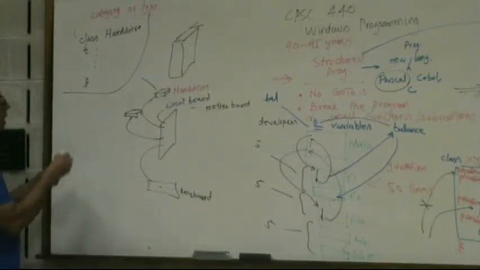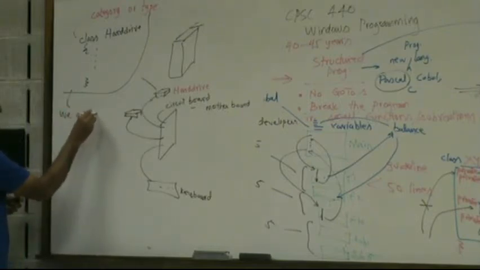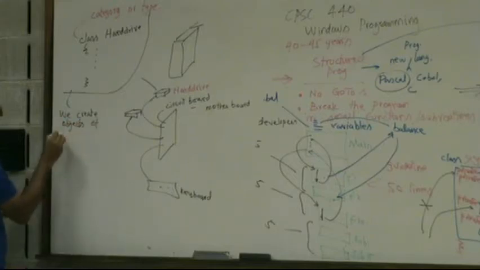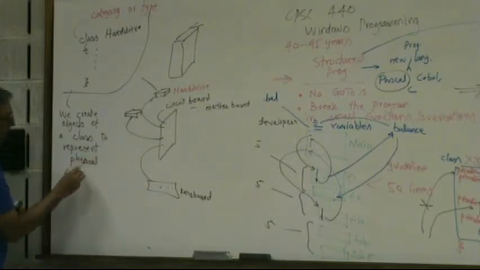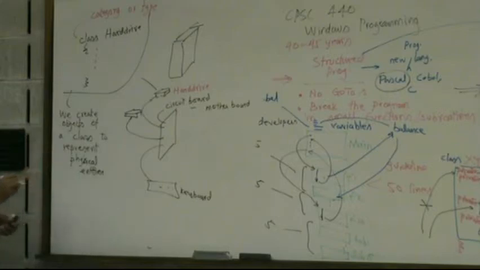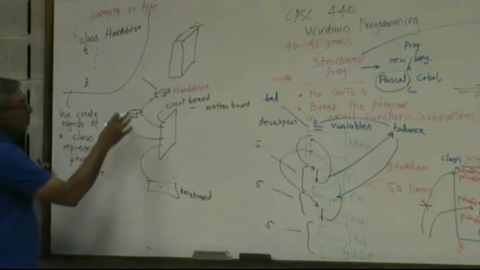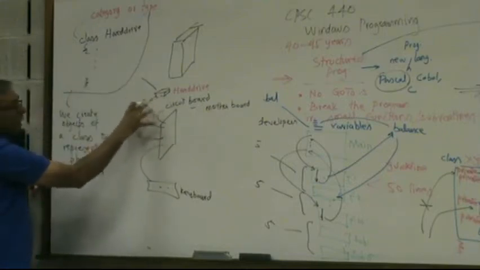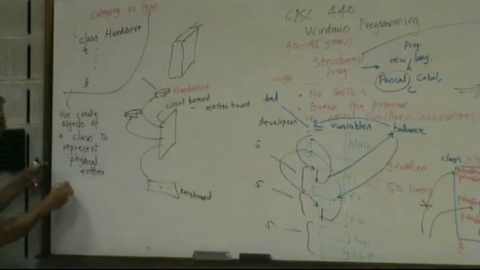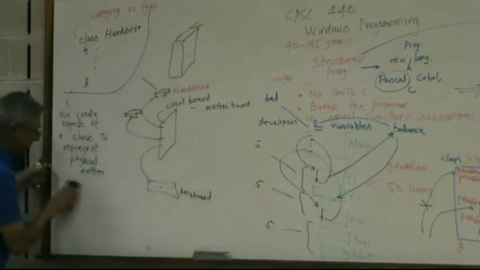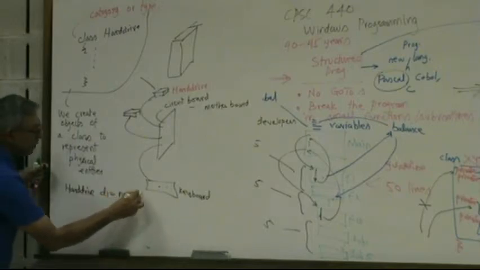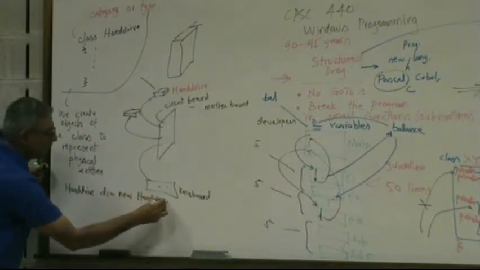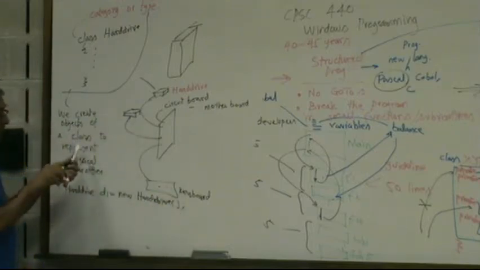So in object-oriented programming, we create objects of a class to represent physical entities. So because we have two physical entities over here, two hard drives, if we were writing a program to represent this, we will do something like this. HardDrive d1 = new HardDrive(). Okay, so suppose this hard drive is called D1.